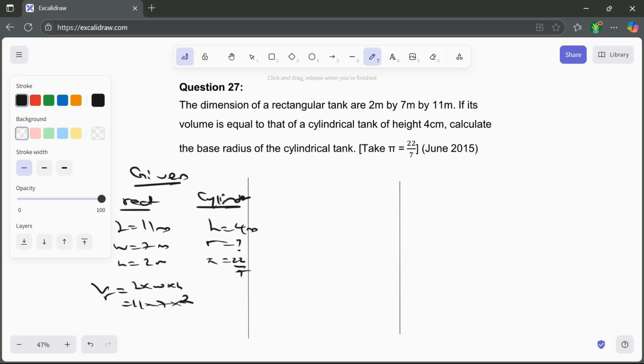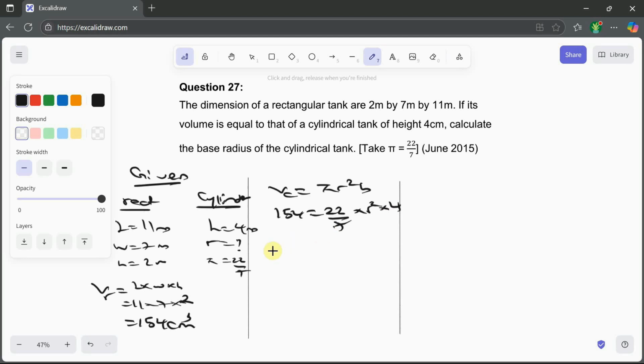So 11 times 7 times 2 would give you 154. So 154 centimeter cube. And if the volume of the rectangular tank is equal to the volume of the cylindrical tank, that means that the volume of the cylinder, which is pi r squared h, is 154, equal to 22/7 times r squared times 4.